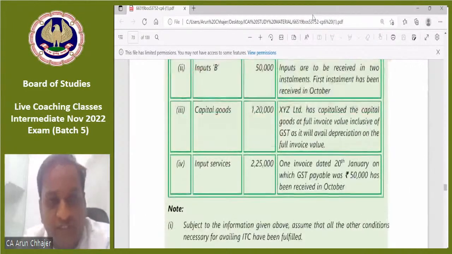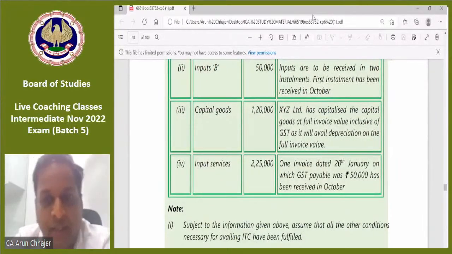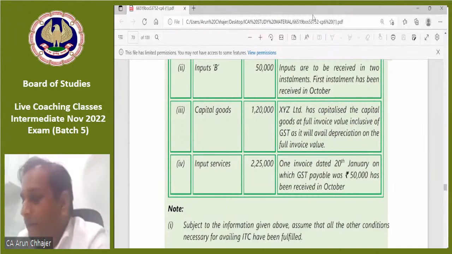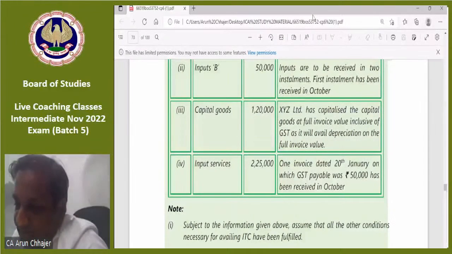What is the last point? Input service 2,25,000, out of which one invoice of 50,000 has been received in October. Give me the reasoning.